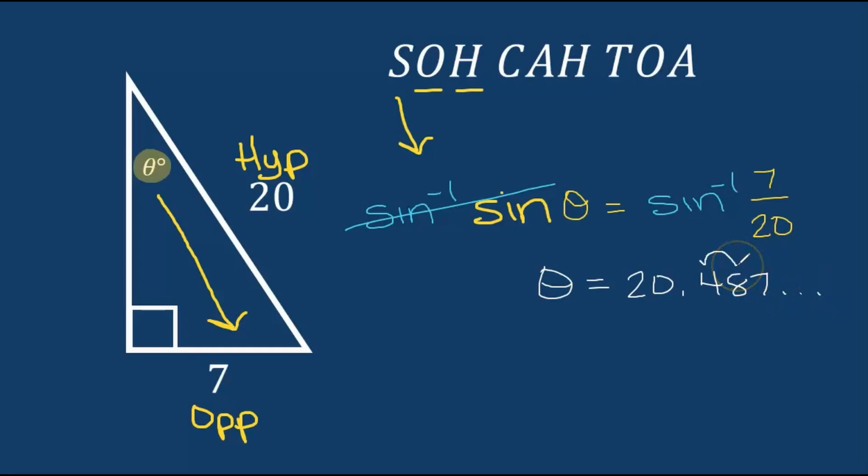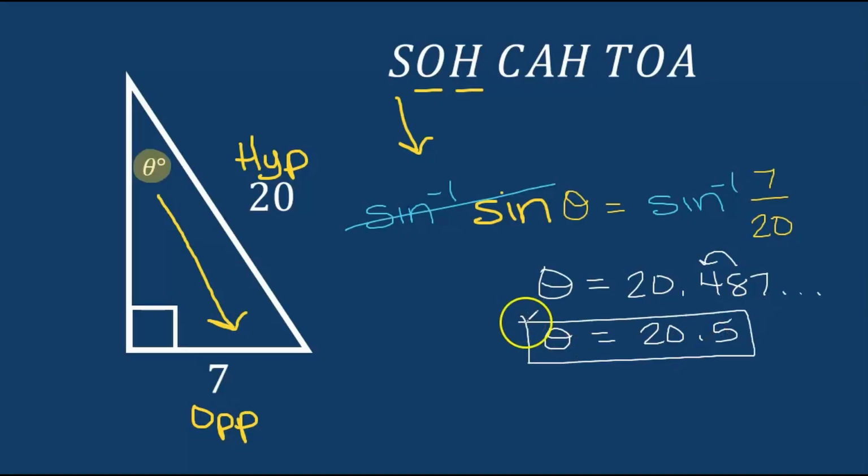I'm going to round to tenths again. That 8 is big, so it's going to change the 4 to a 5. And I'm going to just check again for reasonableness. Again, it's here, so we're expecting it to be a small degree.